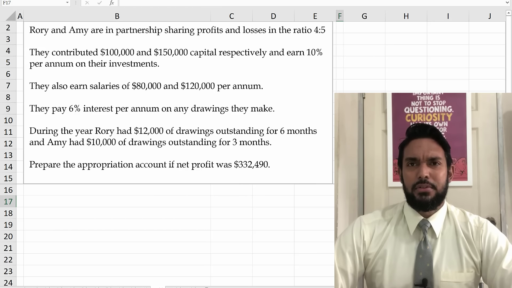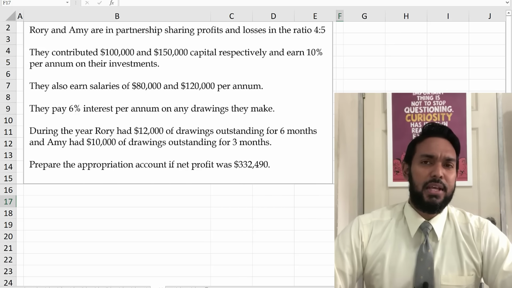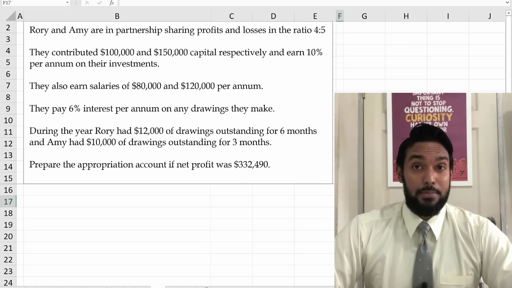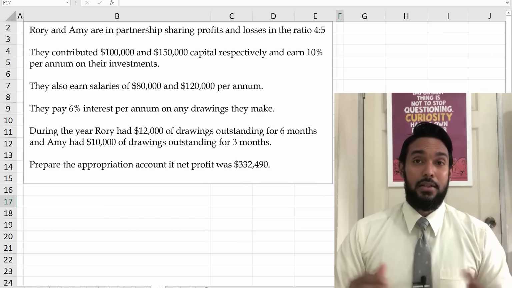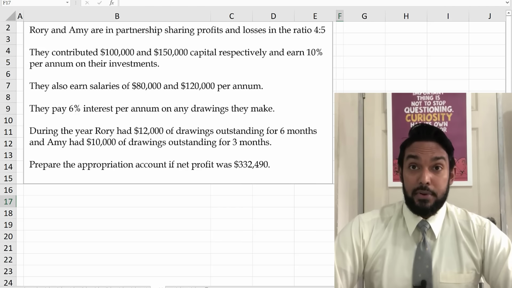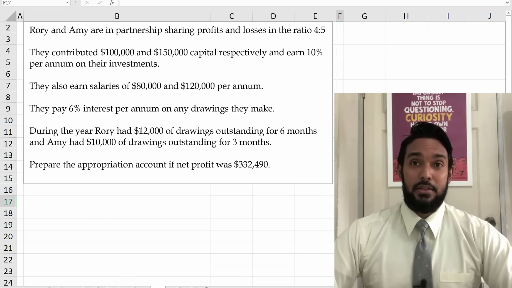Why are the months important? That's because interest is charged per annum, which is per year. So if you took a loan and they charge you 10% per year, but you only had the loan for 6 months, you will not be required to pay the full 10% for the full year. They're going to scale it down by a half. If you took out the loan for 3 months, you're only going to pay 3 months worth of interest. So that's the complication here.